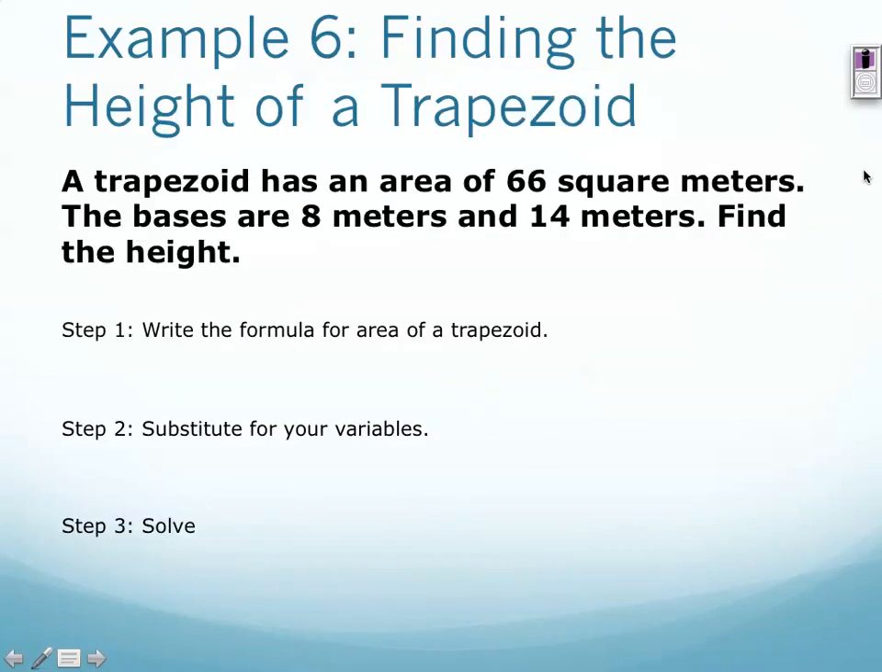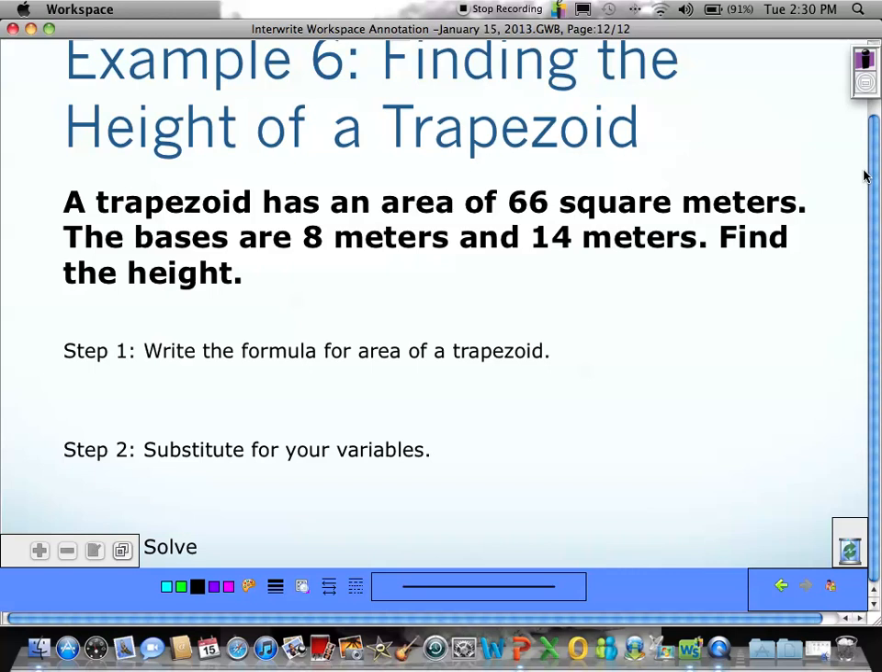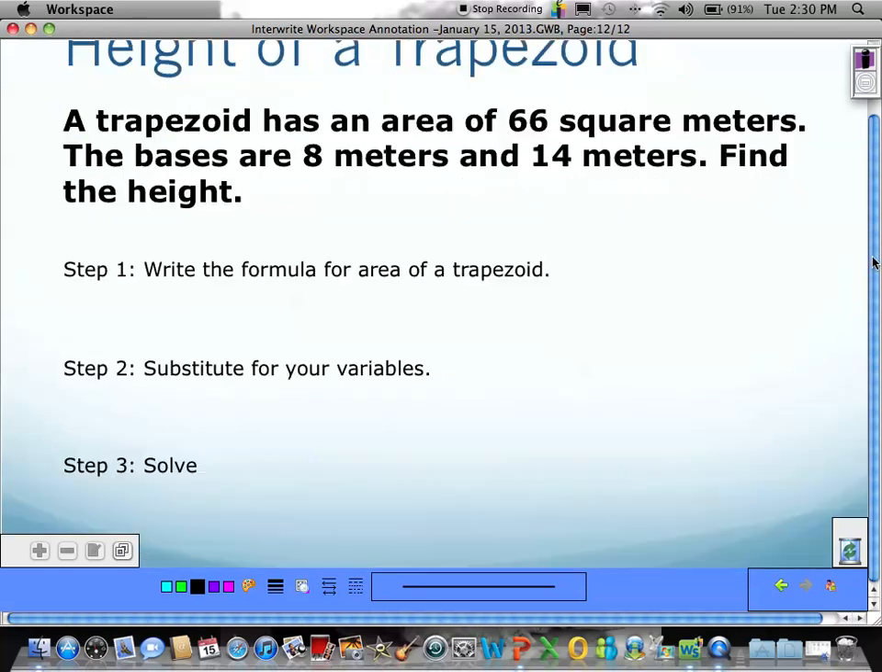All right, the next example is finding the height of a trapezoid. We're going to use the information that we have. It says a trapezoid has an area, so that's something important, of 66 square meters. The bases, so I have two bases. Base 1 is 8, base 2 is 14. We're looking for finding the height.